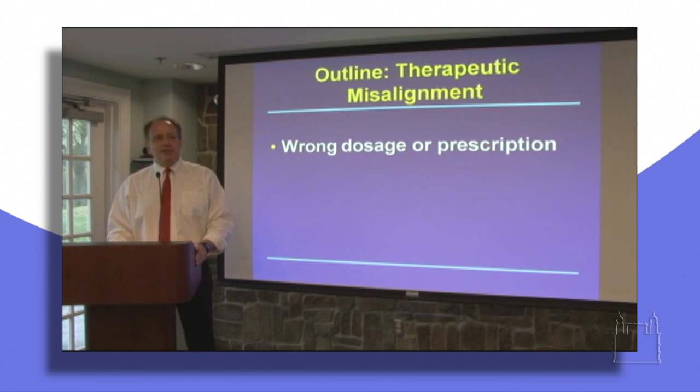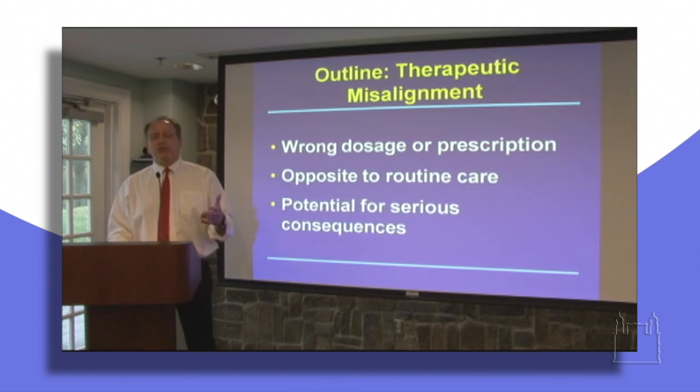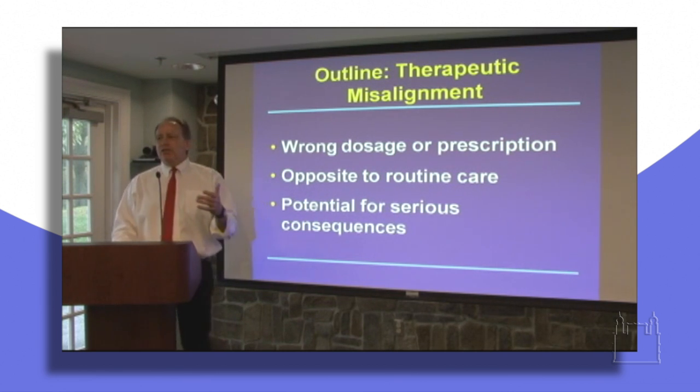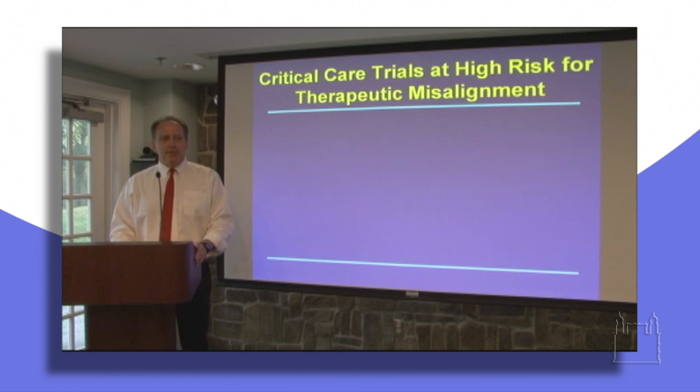Therapeutic misalignment and studies of usual care. It's giving the wrong dosage or prescription. It's opposite to what you normally do. It has potential for serious consequences because these are critically ill patients, and changing their care in somebody who is severely ill can have serious consequences on morbidity and mortality.